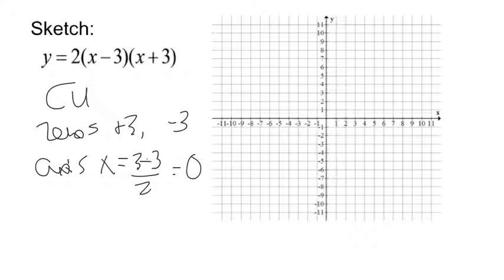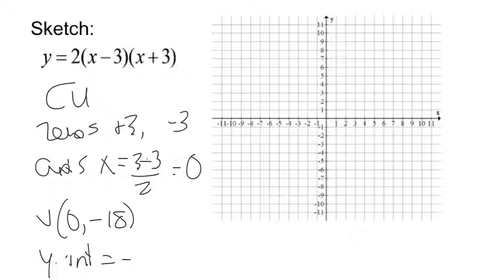Okay. My vertex is 0. And then if I take 0 and put it back into the equation, I get 0, negative 18. So negative 18 for the y. So this is yet again going to be off my graph. We'll do the best we can. And the y-intercept actually is the same as the vertex. The y-intercept is negative 18.